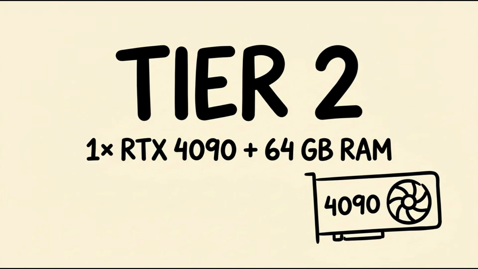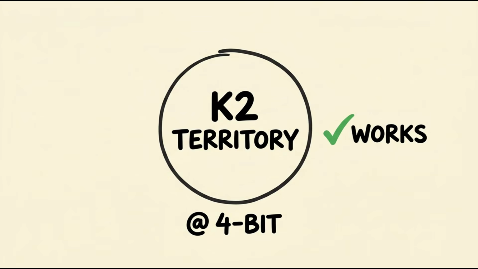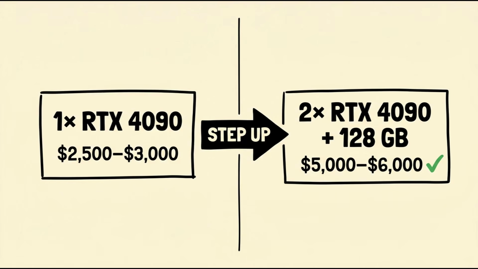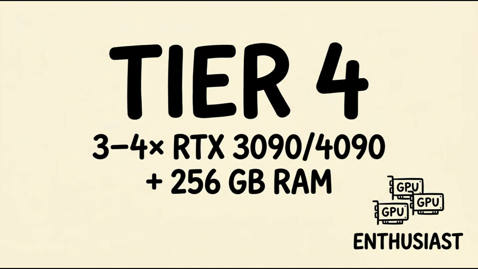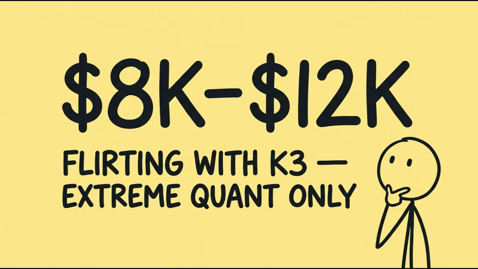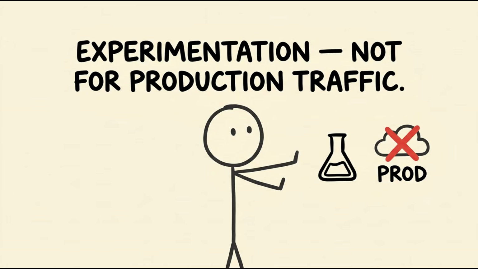Lay out the actual hardware ladder, and the gap gets even clearer. An entry developer tier, a single RTX 4090 with 64 gigabytes of system RAM, roughly $2,500 to $3,000. That's K2 territory at 4-bit. Step up to 2 RTX 4090s and 128 gigabytes of RAM, $5,000 to $6,000, and you're running K2.5 or K2.6 comfortably at production speeds. A genuine enthusiast cluster, 3 or 4 RTX 3090s or 4090s, with 256 gigabytes of RAM, $8,000 to $12,000, starts flirting with K3 at the most extreme quantization levels. And even then, it's experimentation, not something you'd point production traffic at.